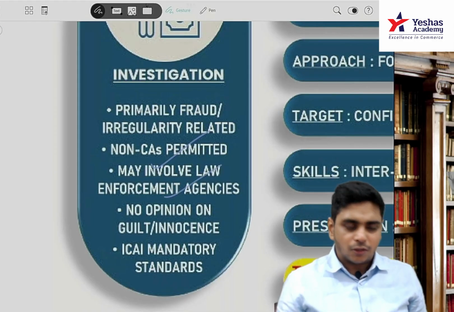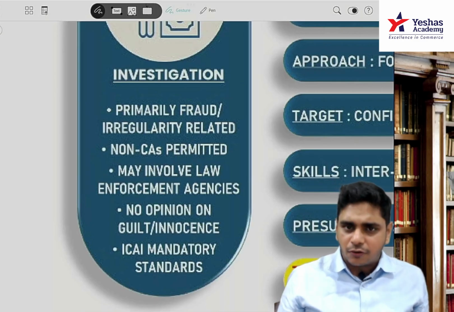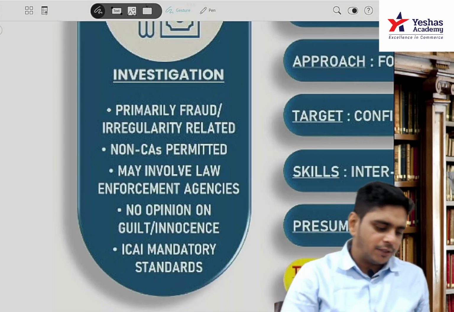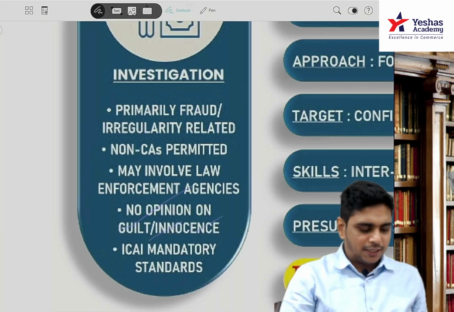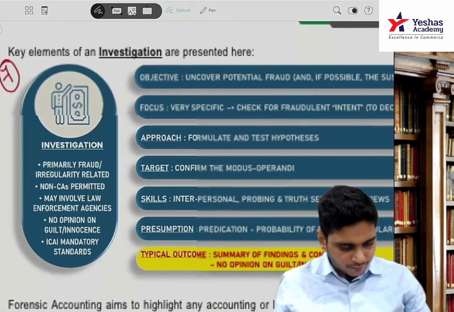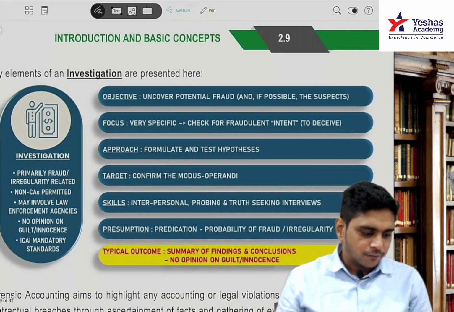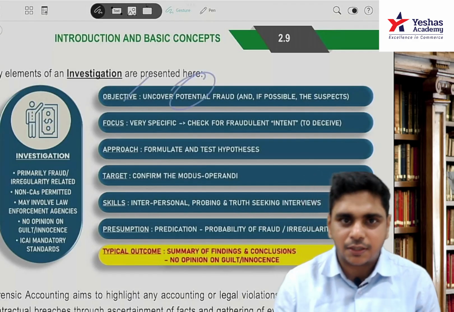It may involve law enforcement agencies like EOW, Economic Offences Wing, SFIO, CBI, CID, all those. Here there is no opinion on guilt or innocence. Either you are guilty or you are innocent. And ICAI has also mandated an investigation standard, which is not in our syllabus. Here, the objective is to uncover the potential fraud and, if possible, the suspects.